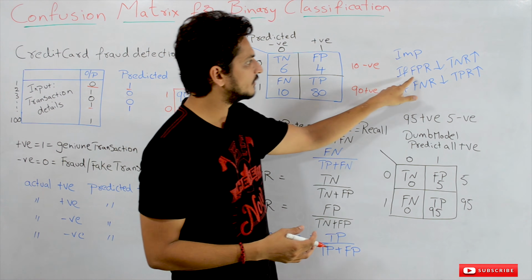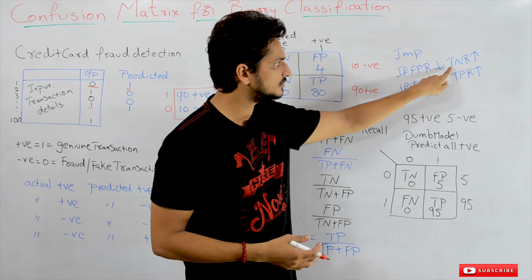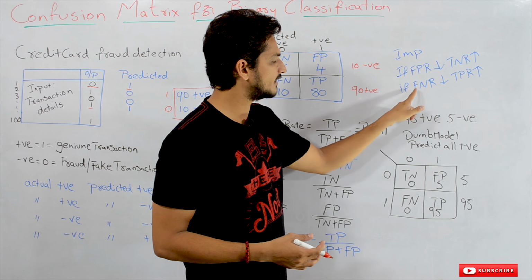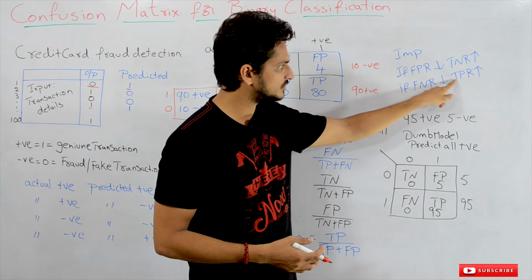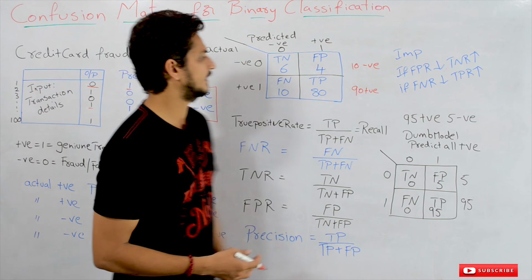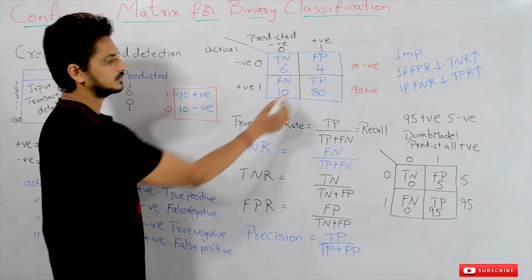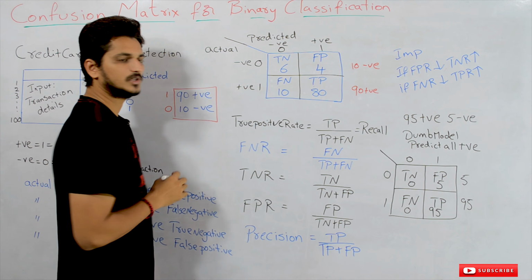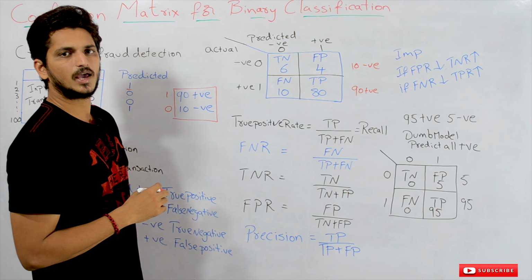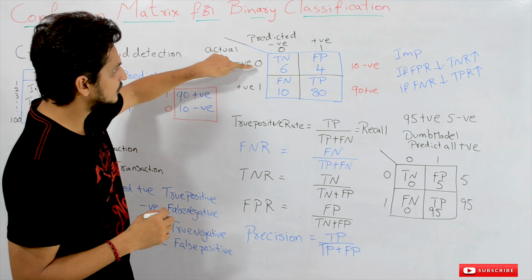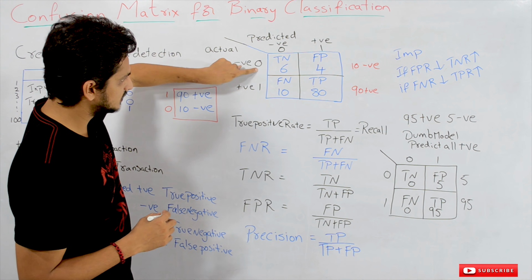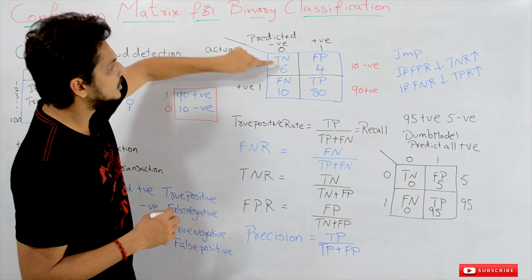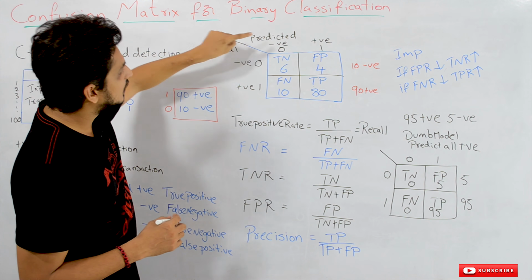So important point: false positive rate is less means true negative rate is high. The same way, false negative rate is less means true positive rate is high. So true positive rate is high means false negative reduces. Next, the same way, true negative: actual is 0, predicted is 0.